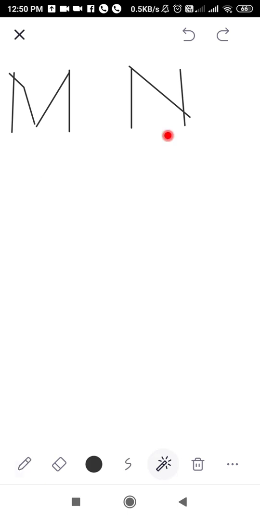Then next after N, letter O. To draw letter O, you need to draw one circle. Okay, so it's letter O. Then letter P. So to draw letter P, you will draw one standing line and then one half circle. It's letter P.